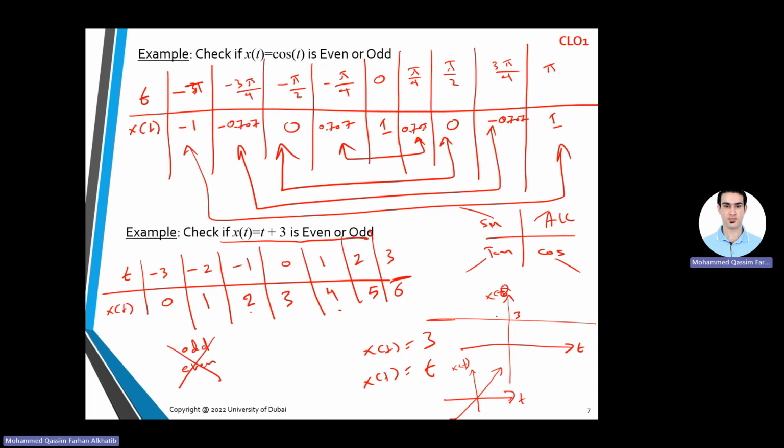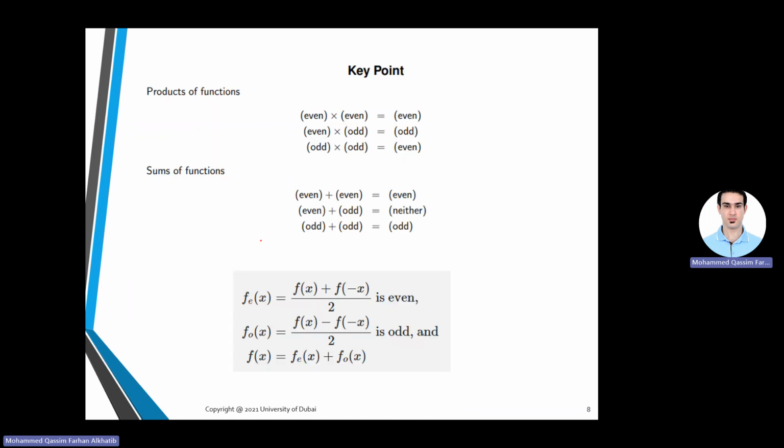And notice here, the 3, it's this component. The t, it's this component. So this function is neither even nor odd. However, the even part is 3 and the odd part is t. Now we'll see the method how to find these components. I told you, we will decompose the signal into even component and odd component.